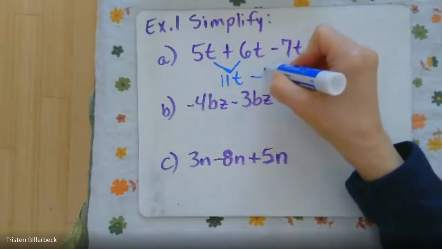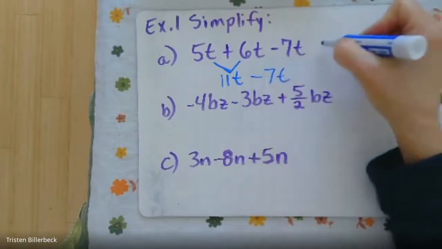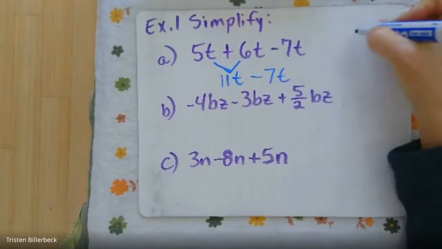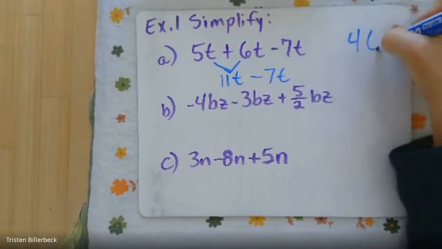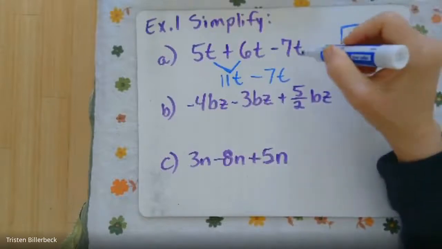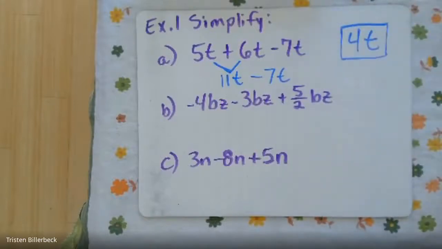Now we have 11t minus 7t. Well, what's 11 minus 7? 4. So this is going to be equivalent to 4t. Now notice I'm not writing an equal sign because this is an expression. Expressions don't have equal signs.